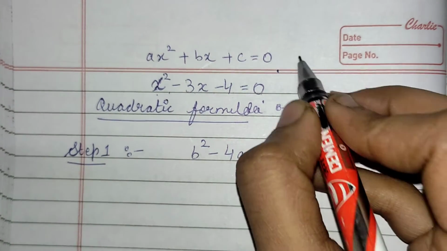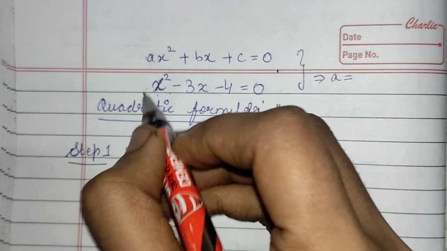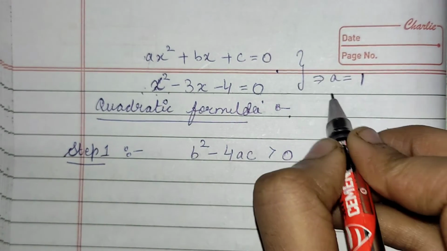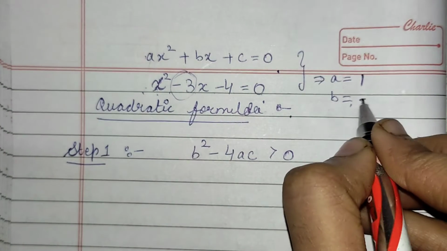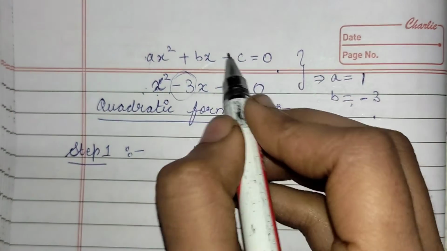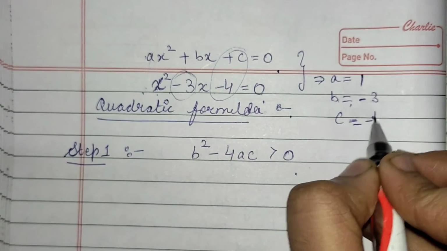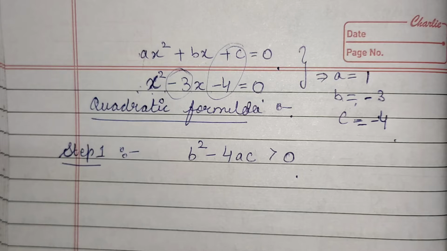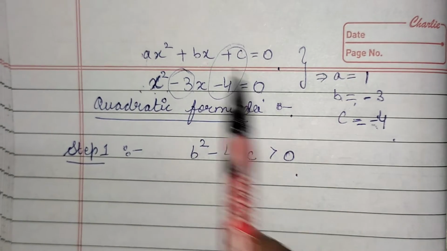Okay, so by comparing, what will you get? A is equal to the coefficient of x square, which is 1. B is equal to the coefficient of x, which is minus 3, and c is the constant term, so c is equal to minus 4. Be careful with these positive and negative signs.